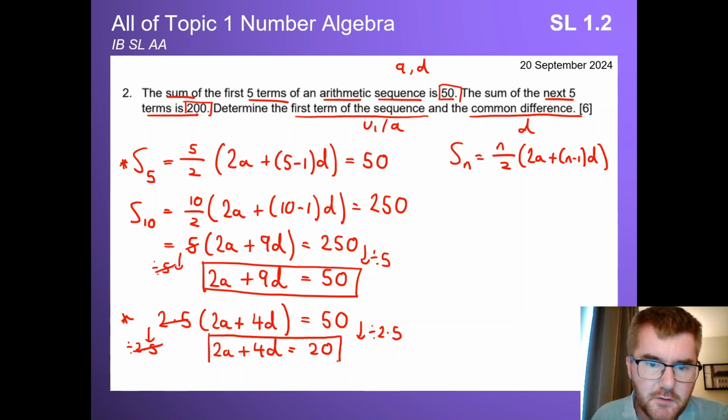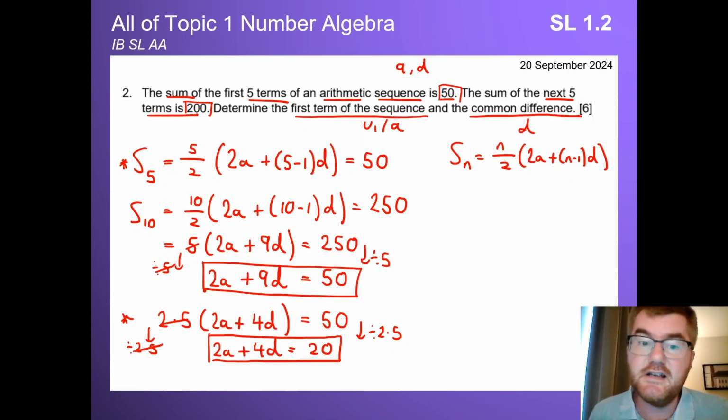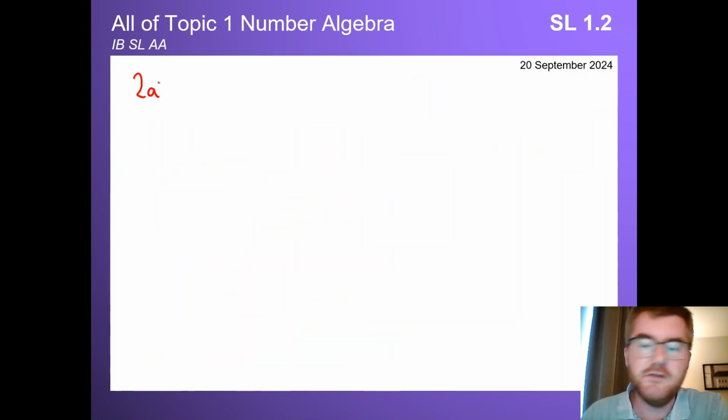Okay, so now we've got 2 equations with 2 unknowns. Again, you should be familiar with this from either MYP or the IGCSE course. We can now actually solve these. So let's write down these equations. So 2a plus 9d is equal to 50.